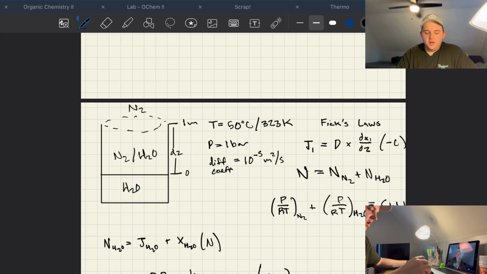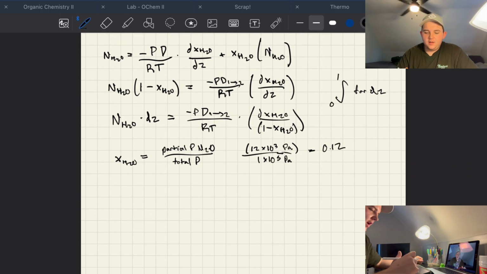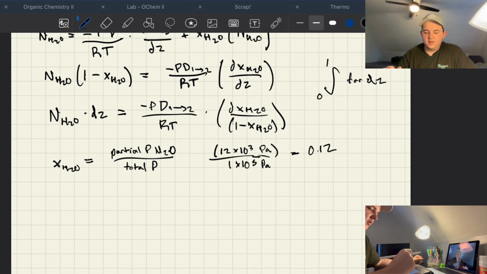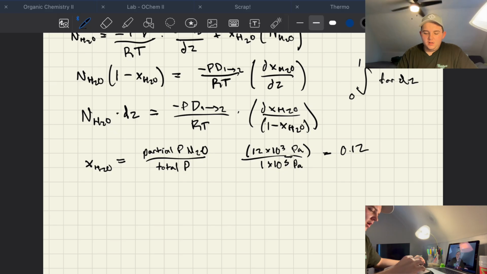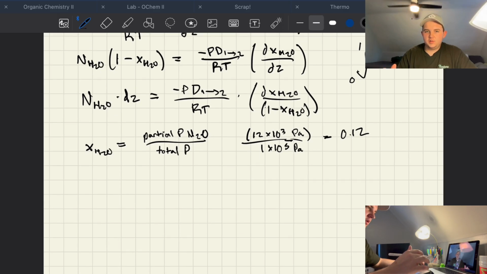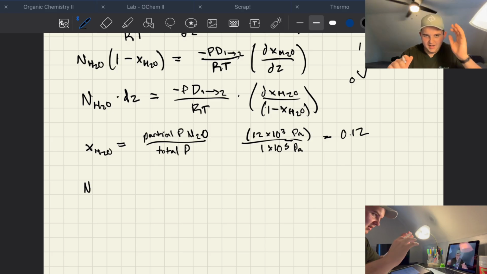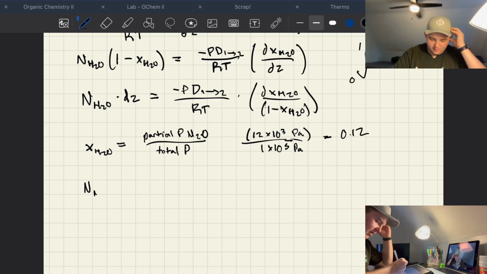So after some Googling, I found that at 323 Kelvin, our partial pressure of water will be 12 times 10 to the third pascals. And then over our total pressure, we're going to divide by 1 bar. And we're going to get a ratio of 0.12. So that means we're going to integrate dx from 0 to 0.12. Okay, now knowing that, we can start integrating.